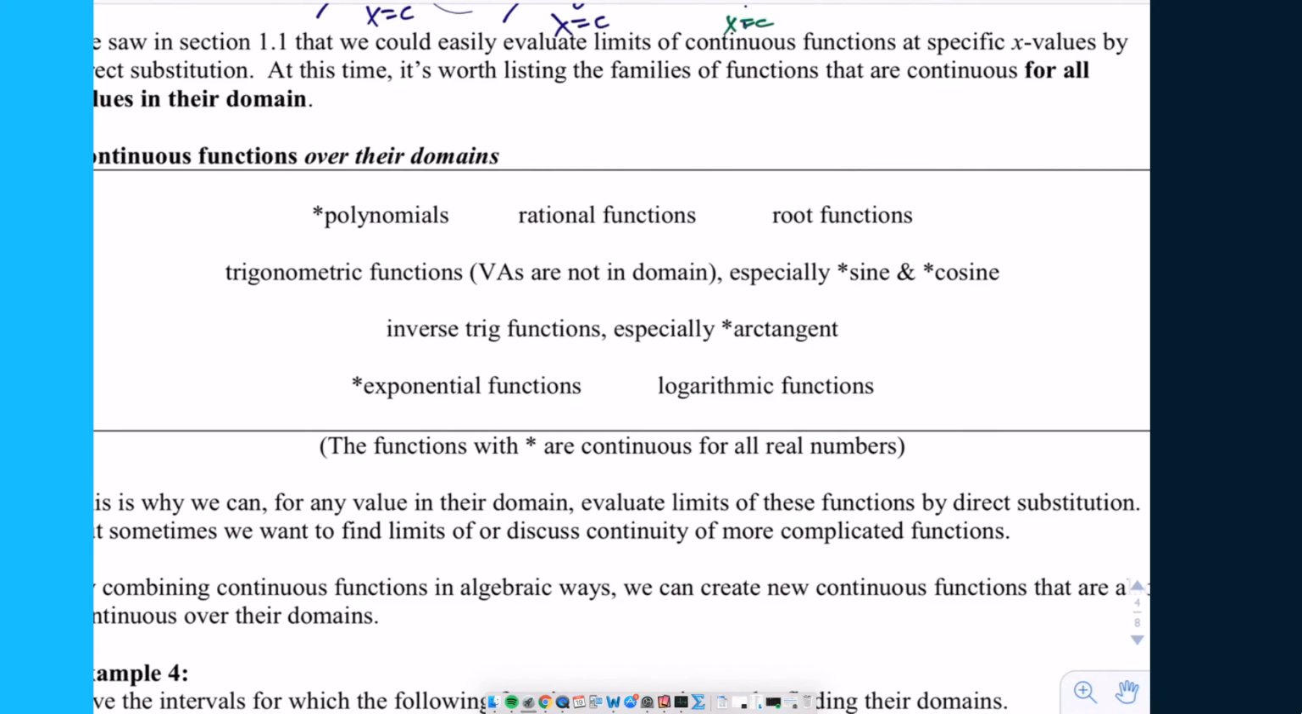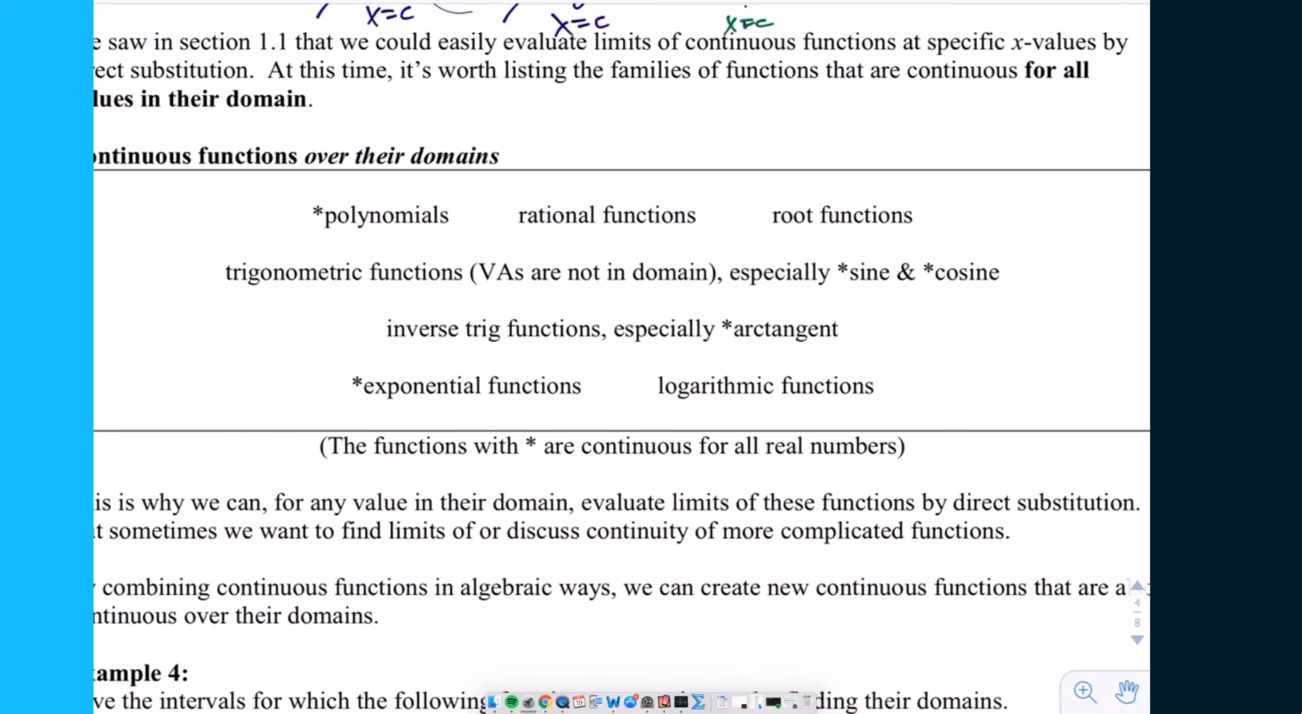Polynomials are continuous over their domain. Rational functions, those are like polynomials over polynomials. Root functions like cube root of x, square root of x, all your trig functions, sine, cosine, tangent, secant, cosecant, cotangent, they are all continuous over their domains. But I'm not saying their domains are all real numbers. Cotangent has vertical asymptotes. Wouldn't that be continuous? Yes, but vertical asymptotes are actually not in the domain of the function.